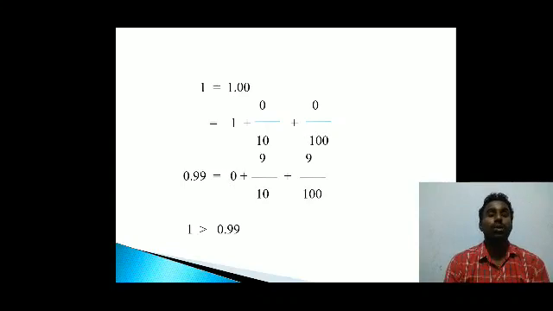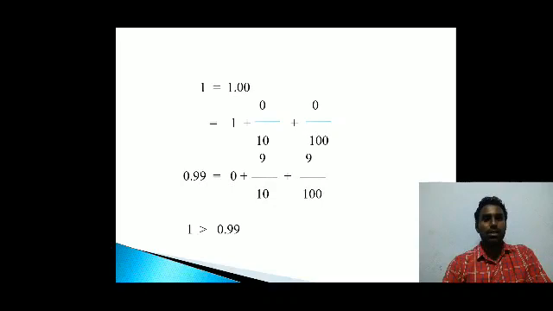Okay, so 0 by 10, what does that mean? It will be 0 only. 0 by 100 means what? 0 only. Okay, this is the expansion of the first number. Okay, so the second one, 0.99. We can write 0.99 as 0, the whole number, plus 9 by 10 plus 9 by 100.